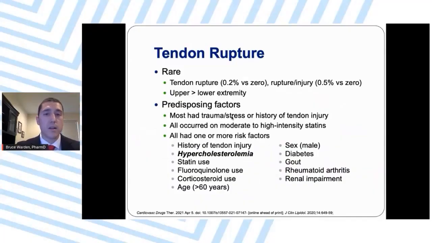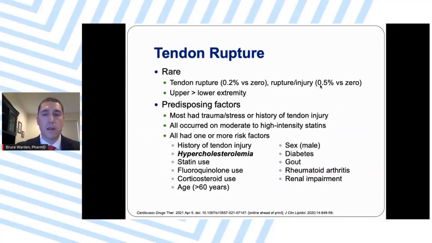Tendon rupture is another condition that got listed in the warnings and the prescribing information. And this isn't anything new to lipid-lowering therapy. There's been a questionable association with statin use and tendon rupture as well. And we kind of see the same thing here with bempedoic acid. Tendon rupture, very low risk, 0.2%. If you include rupture and injury in the definition, it's 0.5%.